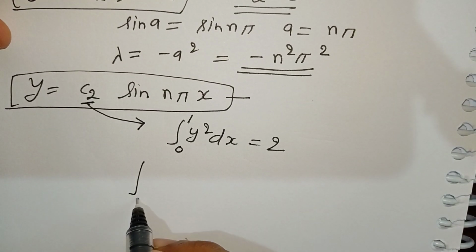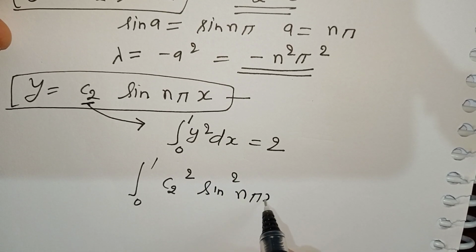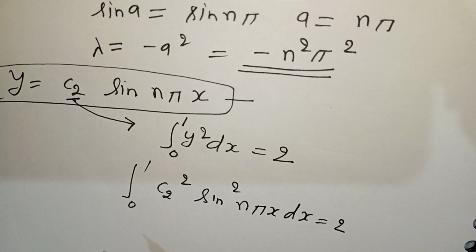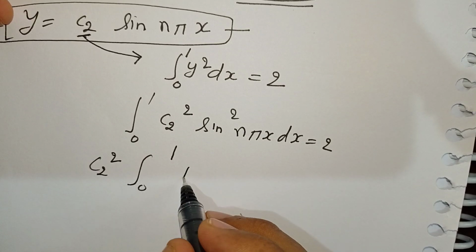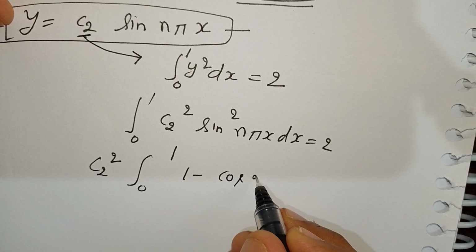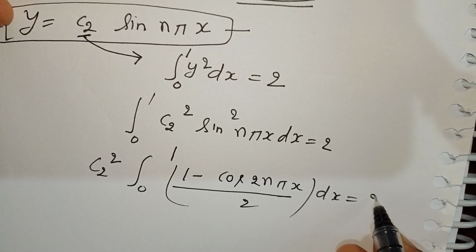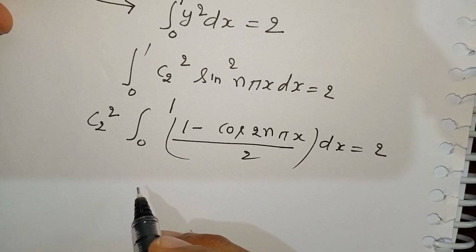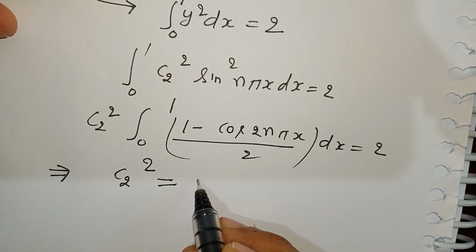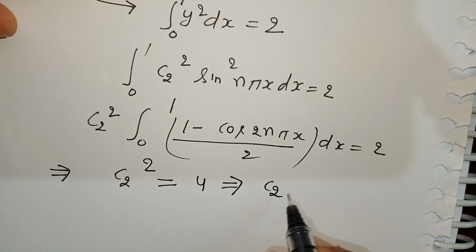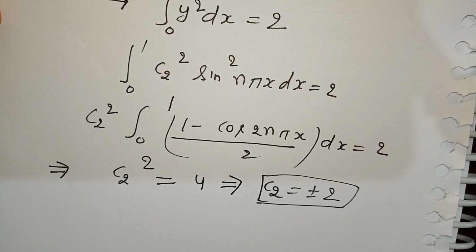So this we can solve. Integral 0 to 1 of c2 square sin square n pi x dx equal to 2. So this integral we can solve. c2 square integral 0 to 1 of (1 minus cos 2 n pi x) by 2 dx equal to 2. And if you solve this, we get c2 square equal to 4, which implies c2 equal to plus minus 2. If you solve the integral, we get c2 equal to plus minus 2.